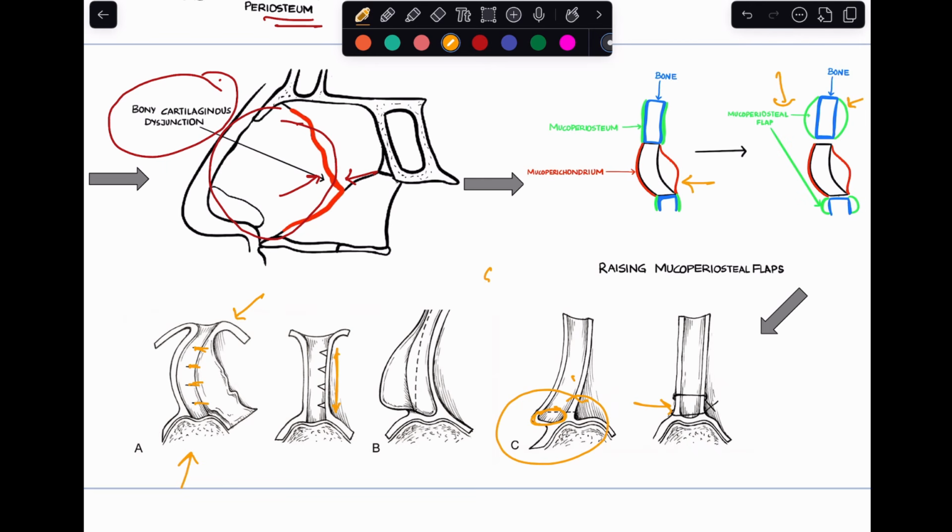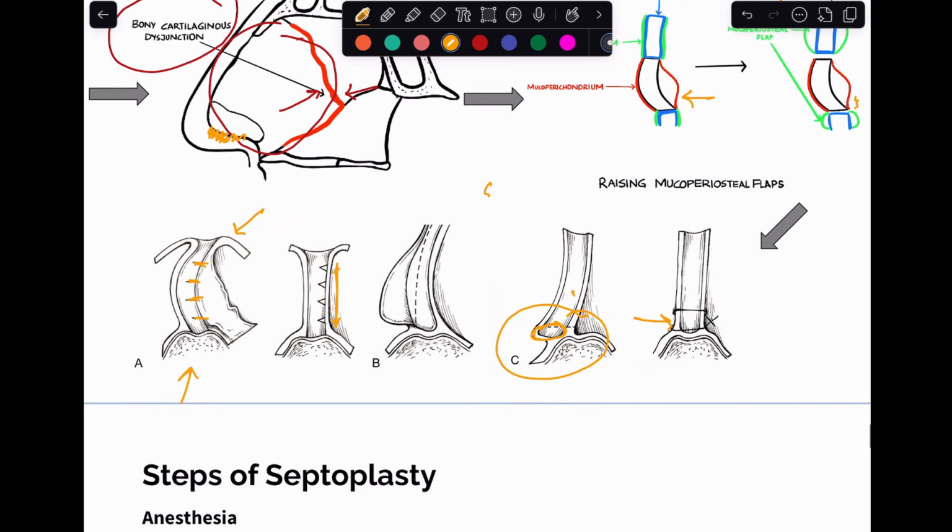Now, once the deviation has been corrected, you replace the mucoperichondrial and the mucoperiosteal flap, and the incision that you had placed earlier, you close that incision with the help of absorbable sutures. And then we'll pack off both of the nostrils.